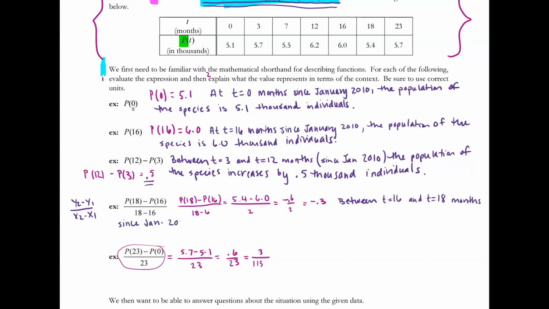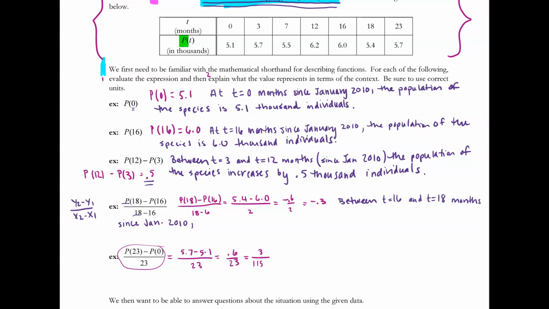I'm just going to abbreviate. So between t equals 16 and t equals 18 months since January 2010, well, what happened? Well, the population is changing at an average rate. So when we talk about average rate of change, it's the average rate at which y is changing with respect to x between two particular values of x. So in this case, the average rate at which P, the population, is changing with respect to t, time, between two particular values of time.